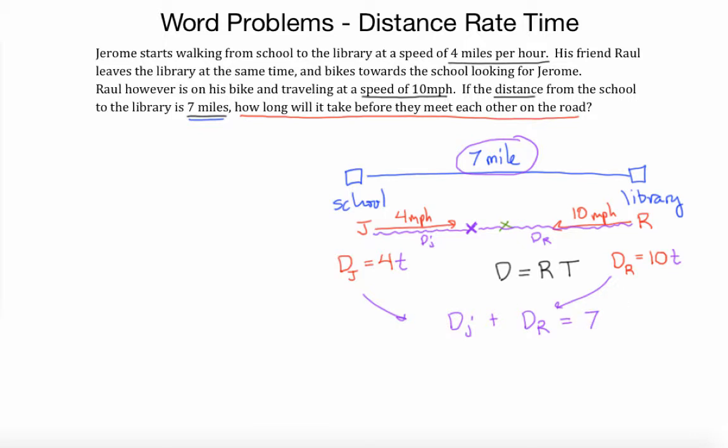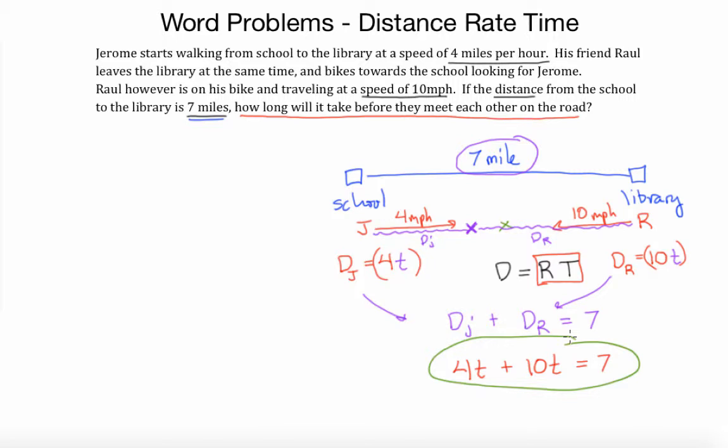Here's what gets even more exciting. We know that distance is equal to the rate times time, so let's substitute in the things we know. The distance of Jerome is 4 miles per hour times the length of time, and the distance of Raul is 10 miles an hour times the same amount of time, equals 7. Look at that. We have an equation that we can solve: 4t plus 10t equals 7. That's an easy equation, but it was all made possible by thinking about this relationship, distance equals rate times time.